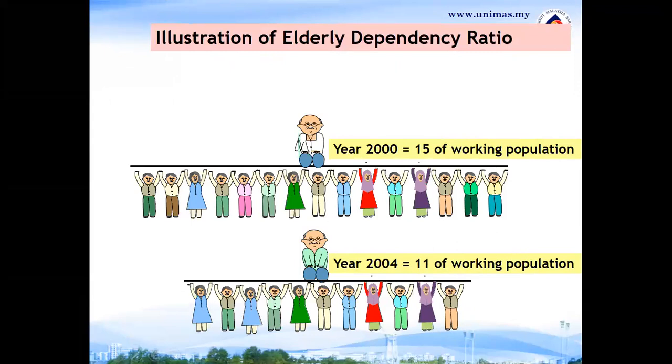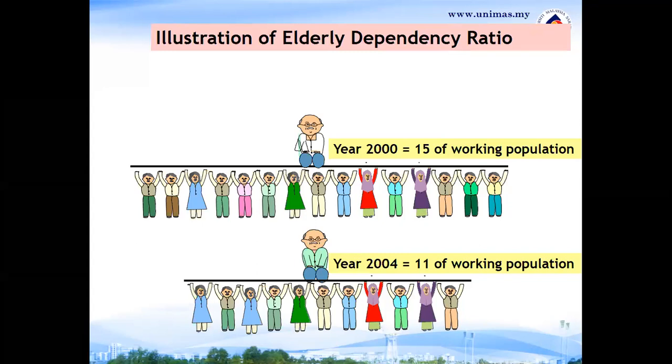This is just another illustration. For example, in terms of looking at how many people need to support all people. For example, in the year 2000, it required 15 working people to support old men who do not work, the elderly population. So that is quite easy, 15 people to help one person.